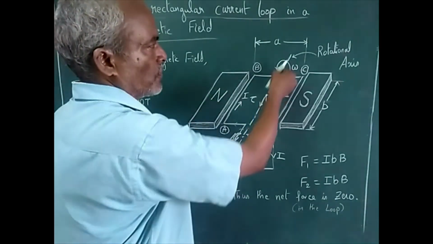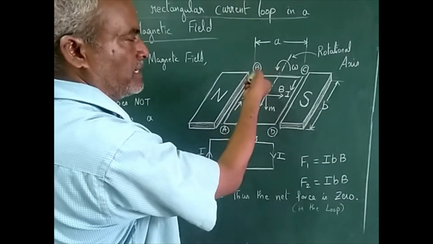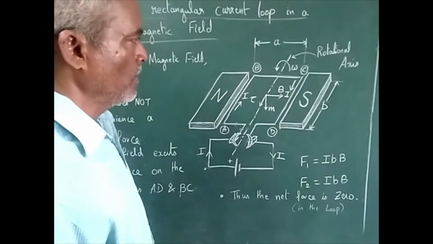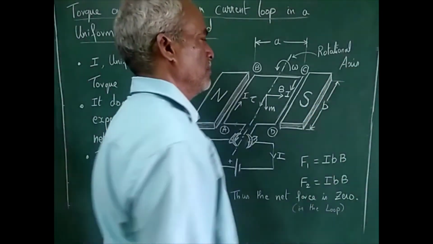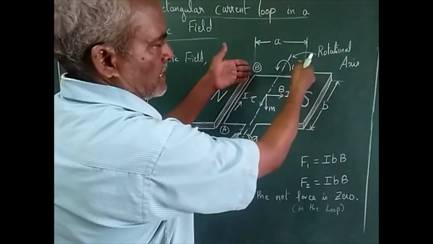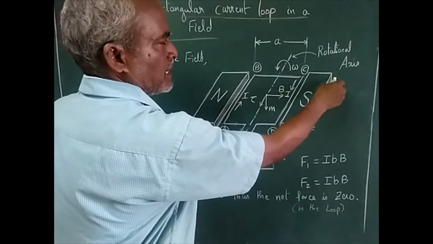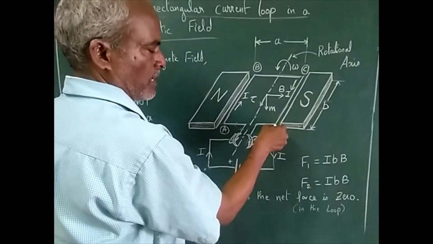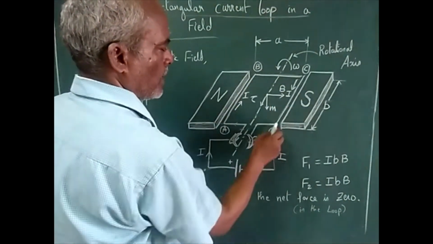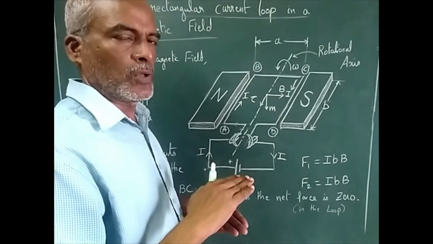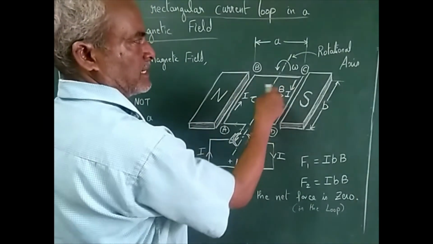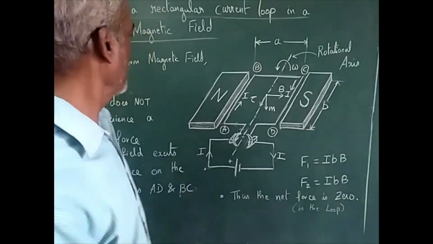This is the axis of rotation, the rotational axis, and it rotates anti-clockwise with the angular velocity omega. The length of the magnet is B and the coil length is this length. So this length B is equal to the length of the coil, and this is the breadth. So the area of the plane of the coil is nothing but A into B.